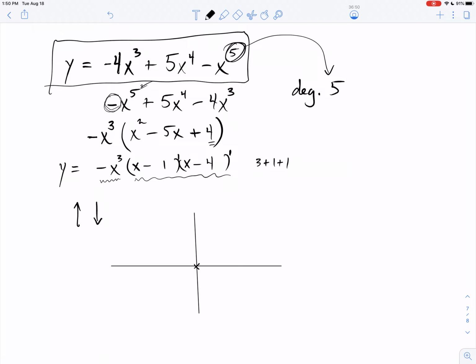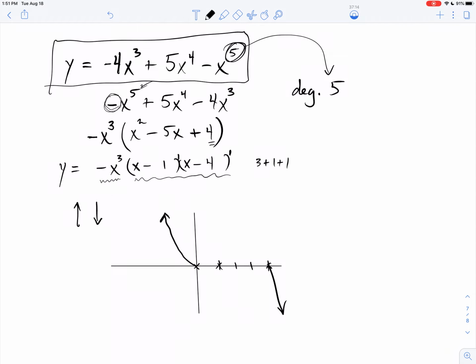I'm going to hit the origin. I'm going to twist there. I'm going through at 1. I'm going through at 4. So here we go. I'm going straight through at 4, but it's going down. I am going to twist through the origin, but it's going up. So I'm going to draw this in 2 pieces.